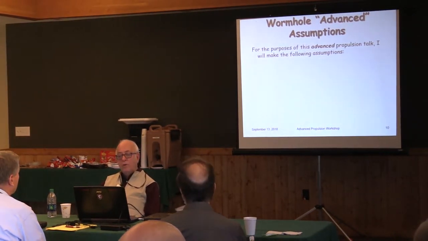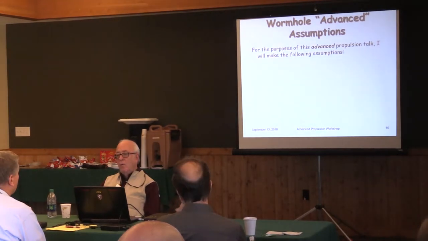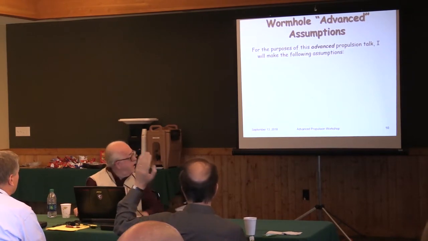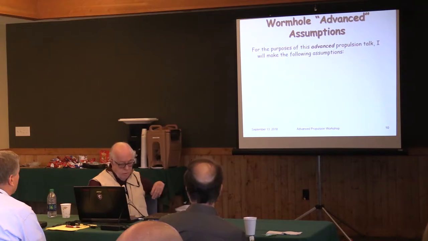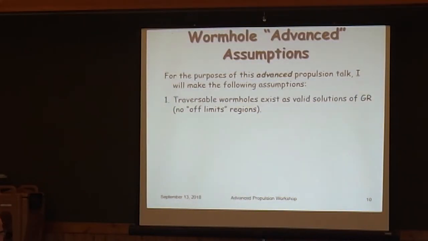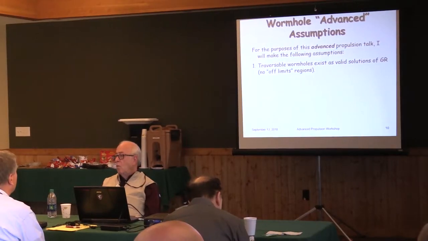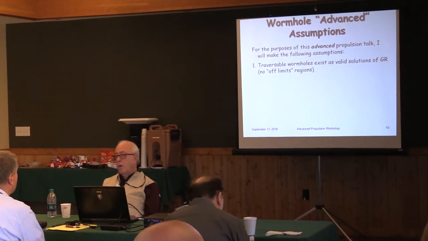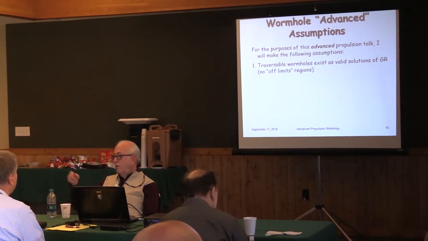For the purposes of this talk, I'm going to make certain assumptions about our would-be wormhole capabilities that I want to lay out explicitly. First, I will assume that traversable wormholes exist and are valid solutions in general relativity. There is a certain segment of the general relativity community that is rather disturbed by the fact that all of these things like warp drives and wormholes and so forth have been appearing in the literature, and would like to construct a barbed wire fence across the middle of general relativity with a forbidden region and an allowed region.